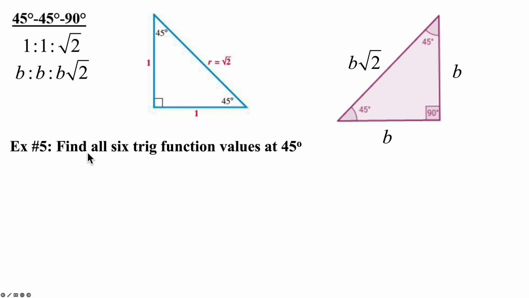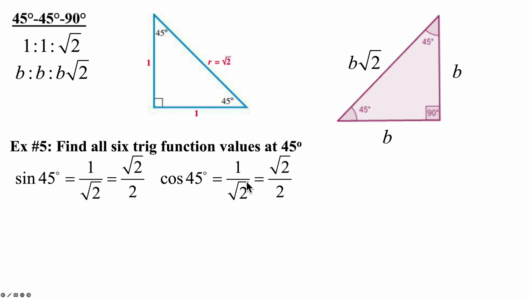So if we had to find all 6 trig functions of the value of 45 degrees, and again, it doesn't matter which 45 degree you use. Sine of 45 degrees, opposite over hypotenuse. 1 over the square root of 2, rationalize the denominator, square root of 2 over 2. Well, cosine of 45 degrees should be the same thing because the opposite and adjacent sides are the same. Tangent of 45 degrees, opposite over adjacent, 1 over 1 is 1. So that means its reciprocal, cotangent of 45, is also 1.